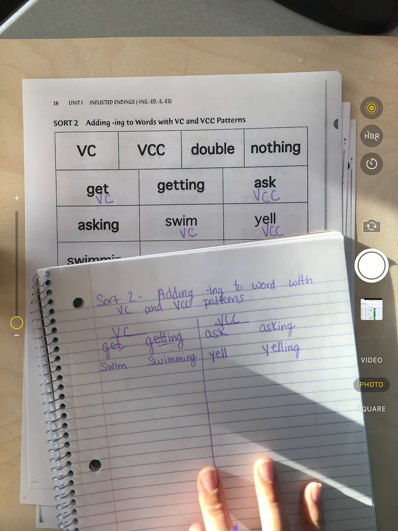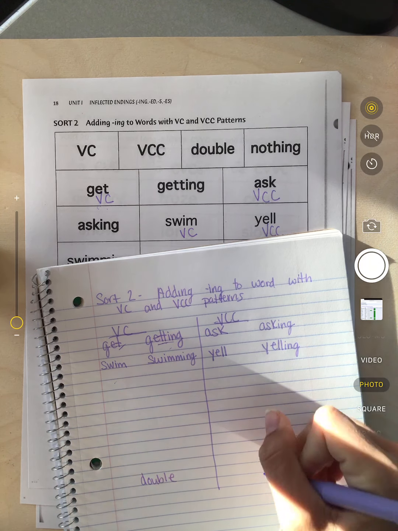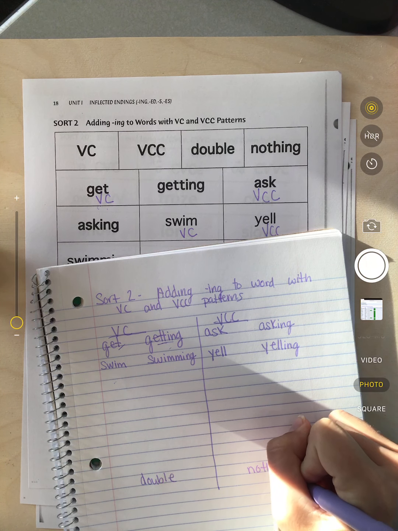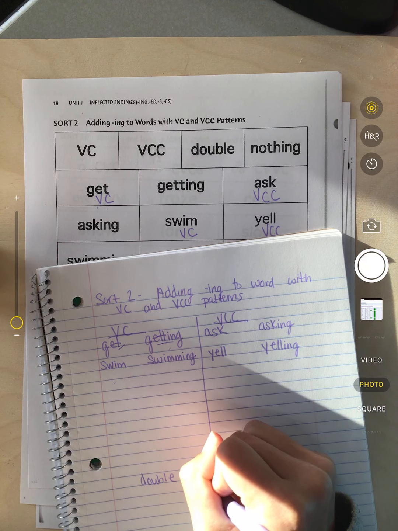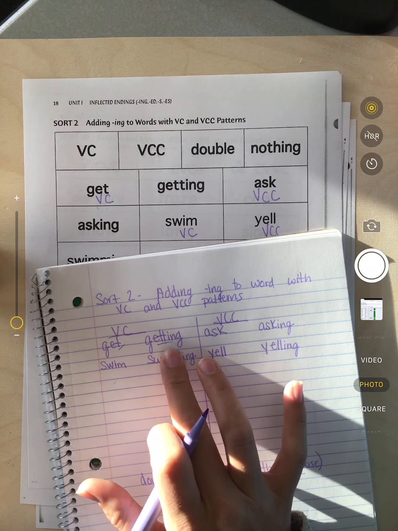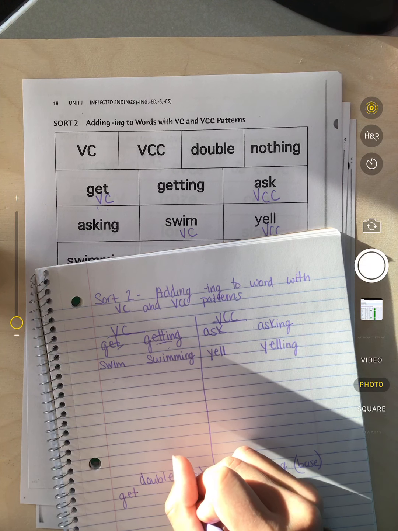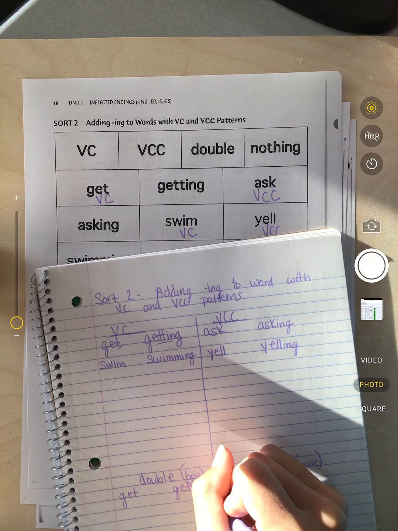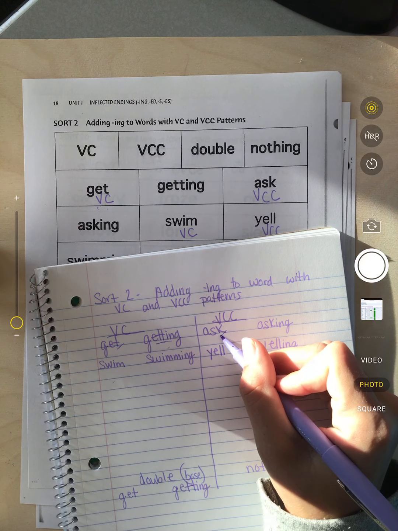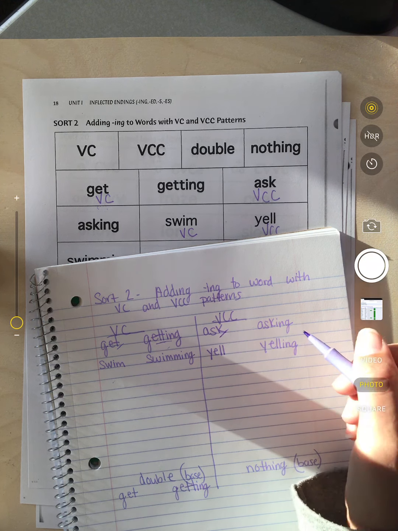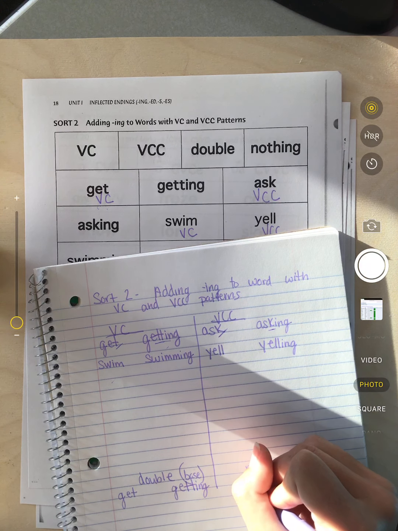So after I do my VC, VCC sort, I'm going to create another one that says double or nothing. And this refers to that base word, or that last letter in the base. So get to getting, it doubles. So I'm going to write both words underneath the sort again. Okay? I'm going to look at ask and asking. So if I look at that last letter, that K, and then when I add ing, it's just one K. It's not doubled. So it does nothing. So underneath this.